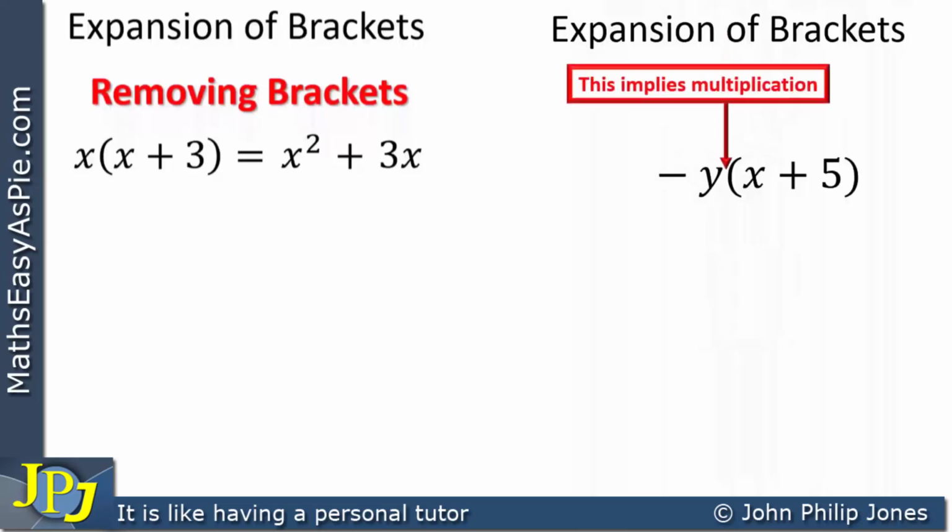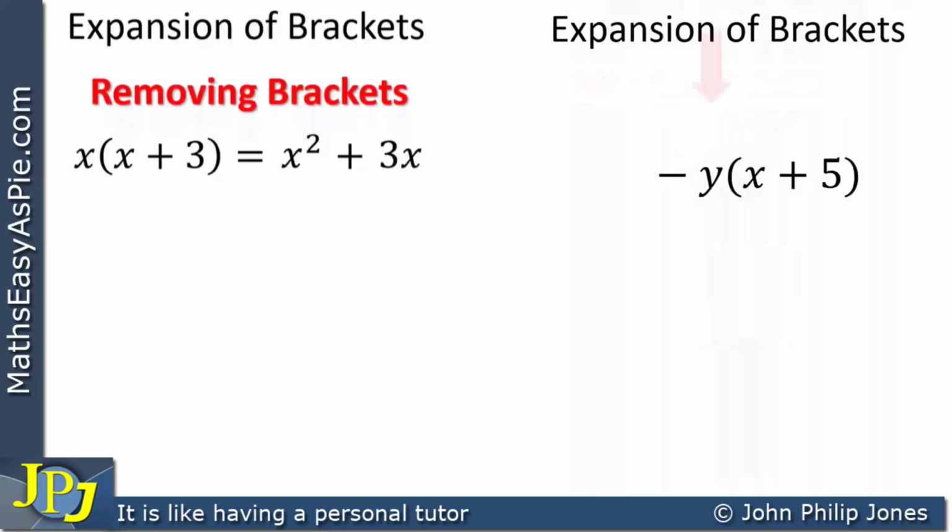There's no sign here which implies multiplication. We can therefore see that this y multiplies the x. Now this will give yx, but it's usual to write this in alphabetical order, so this would be xy. We then can see that the y will multiply the 5, and this will give 5y.